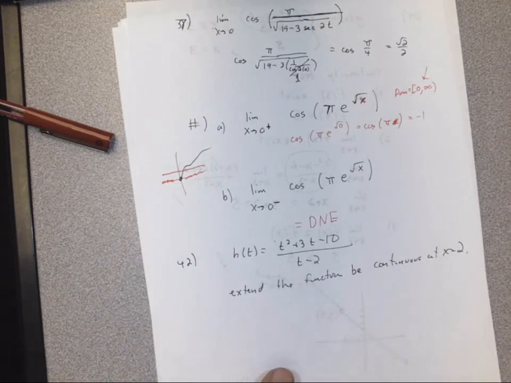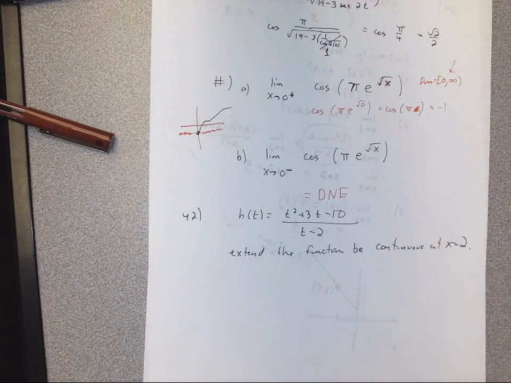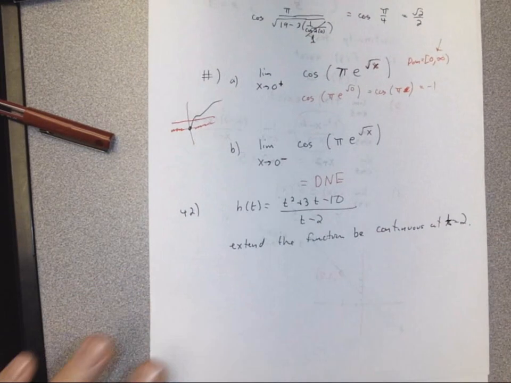What can you guys tell me about this function here? Is it continuous at, sorry, not x equals 2, but t equals 2? Is it continuous at 2?